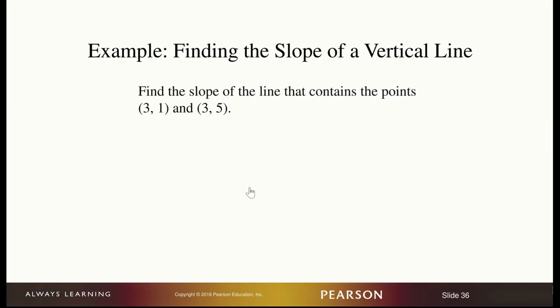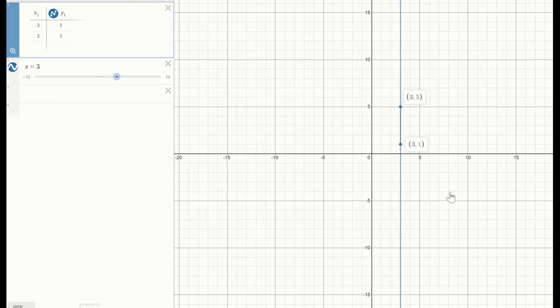Okay, so what about vertical lines? What kind of slope would those have? Let's take a look at those 2 points on a graph. Here we have 3, 1, and here we have the point 3, 5. There's the vertical line that goes through them.